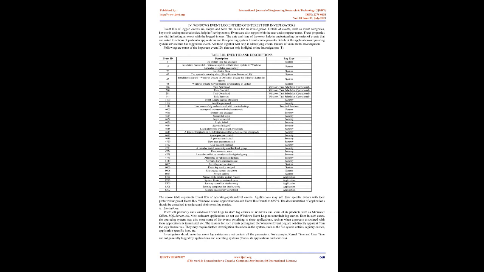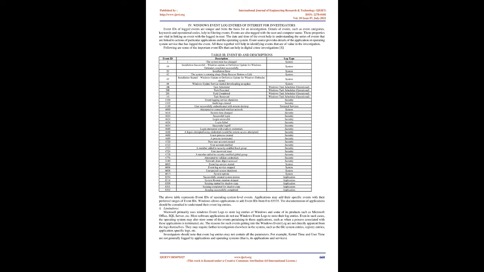6005. Event log service started. System. 6006. Event log service stopped. System. 6008. Unexpected system shutdown. System. 6013. System uptime. System. 8194. Successfully created system restore. Application. 8216. System restore creation skipped. Application.